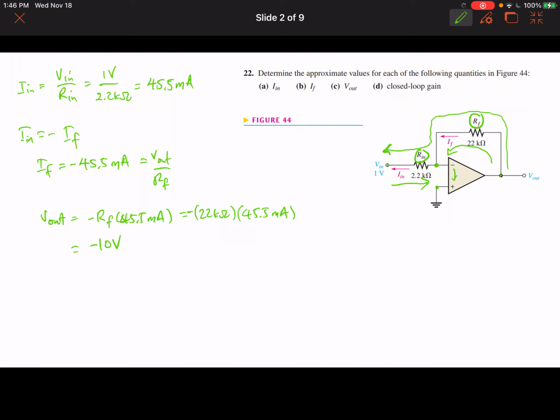Okay, well, now that we know the output voltage, we can get the closed loop gain, and the closed loop gain is given by V out divided by V in. So V out is negative 10 volts, the input voltage is positive 1 volt, so the closed loop gain is negative 10.